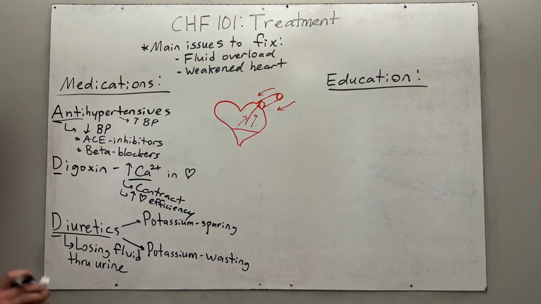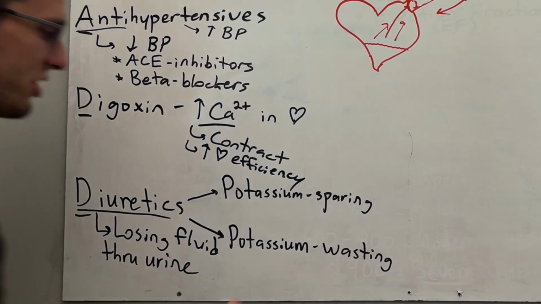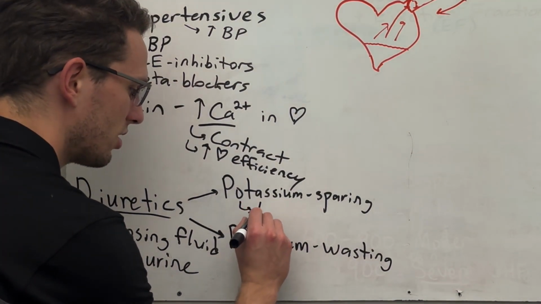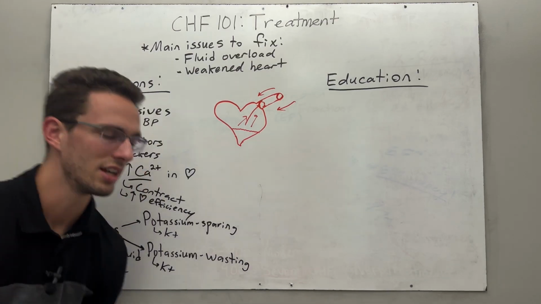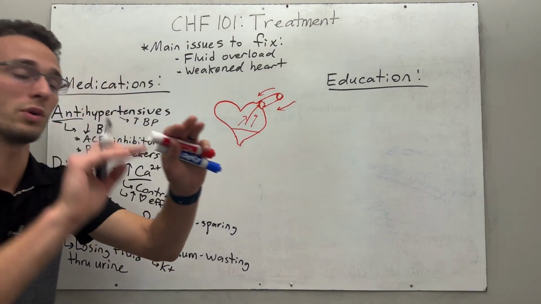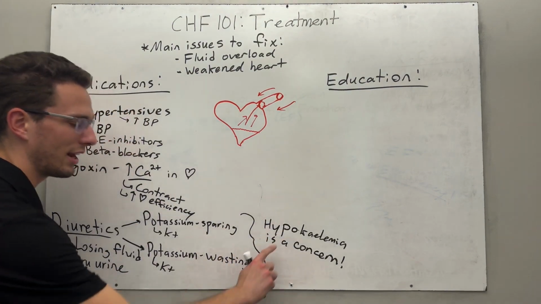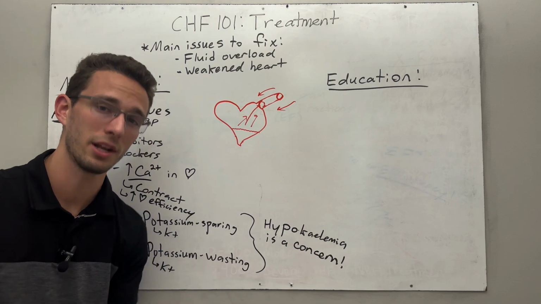Now, with diuretics, I want to key you into something. They are either potassium sparing or potassium wasting. Potassium is usually shown as K+ because it is an electrolyte. And the problem with some diuretics is that they can actually pee out a lot of potassium, and you can be what's called hypokalemic. Hypokalemia basically means low potassium in your serum, in the blood plasma.